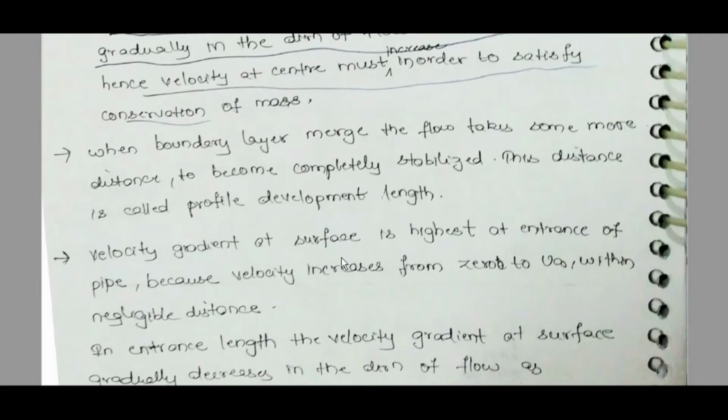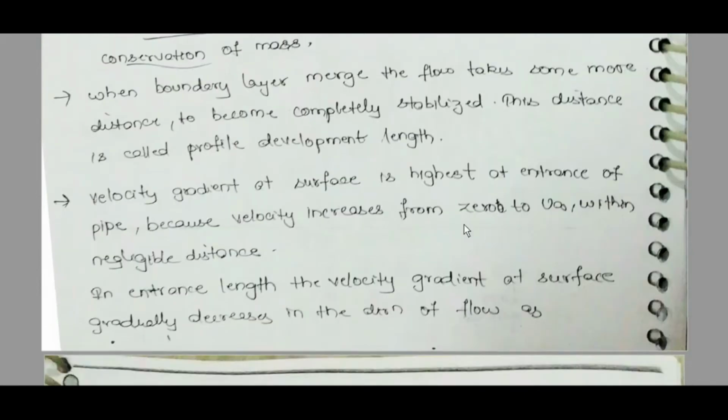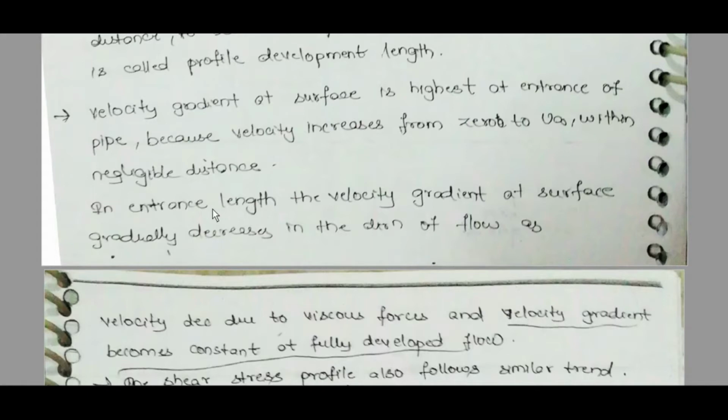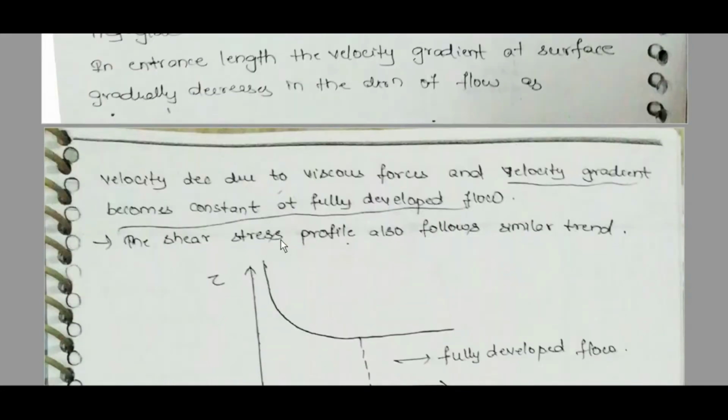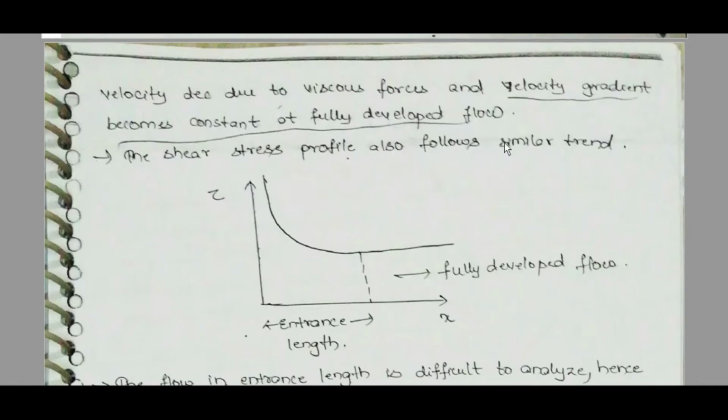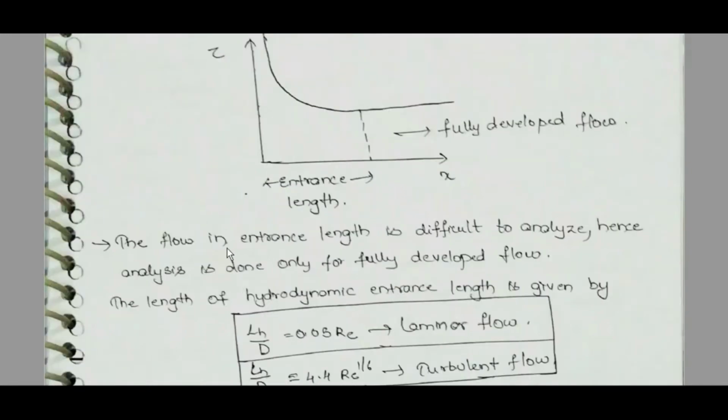Velocity gradient at the surface is highest at the entrance of the pipe because velocity increases from 0 to U infinity within negligible distance. In the entrance length, the velocity gradient at the surface gradually decreases in the direction of flow as velocity decreases due to viscous force, and the velocity gradient becomes constant in fully developed flow. The shear stress profile also follows a similar trend. It starts from a high value, infinity, and keeps on decreasing till the entrance length, and in fully developed flow tau becomes constant. The flow in the entrance length is difficult to analyze, hence analysis is done only for fully developed flow.